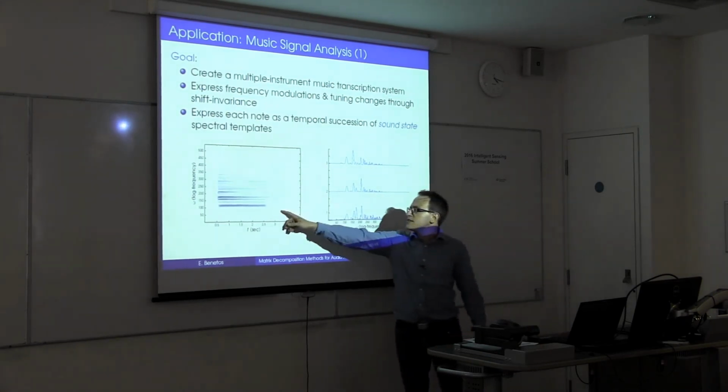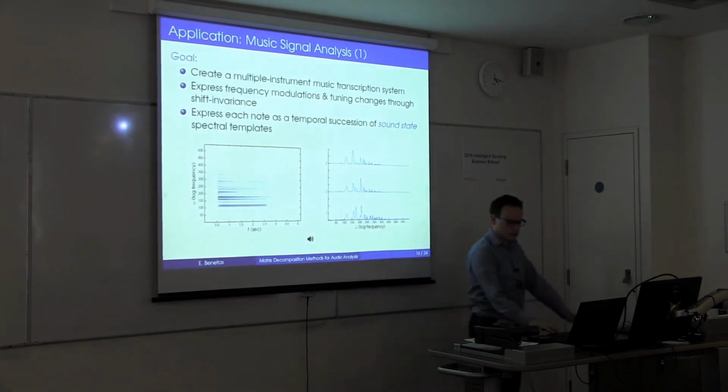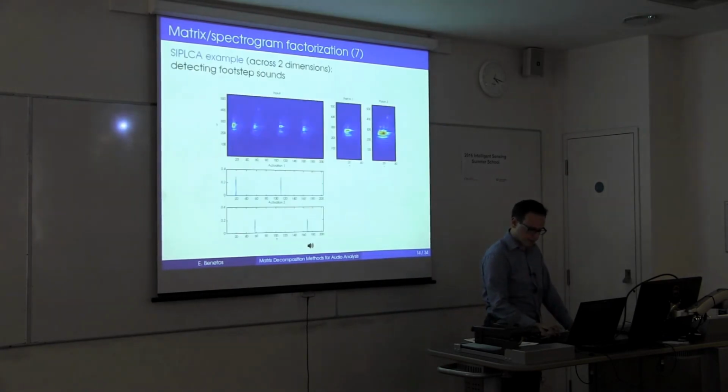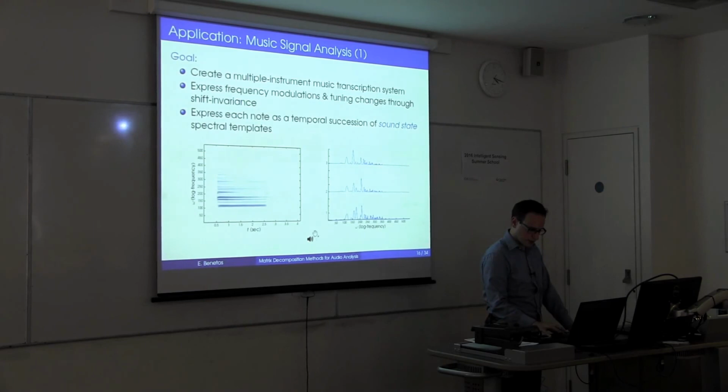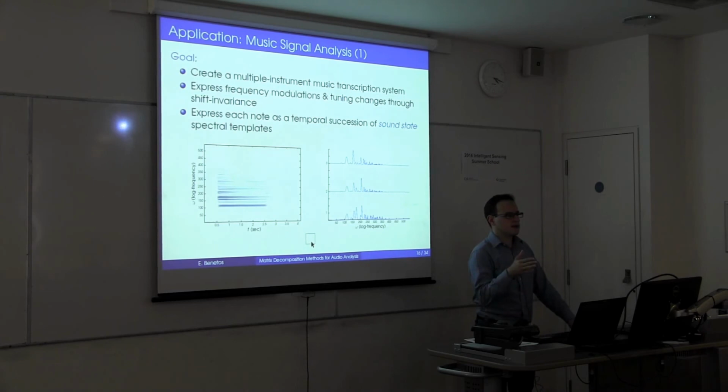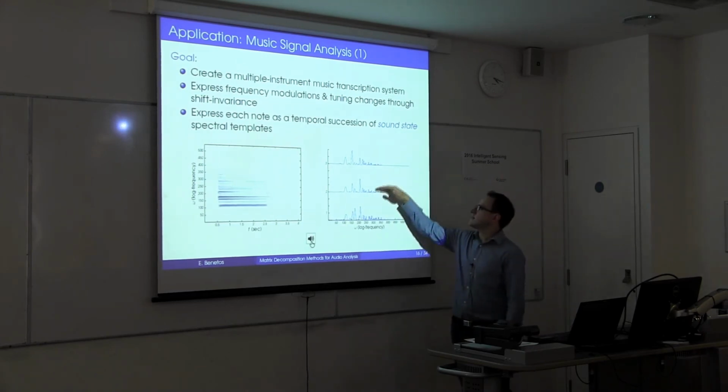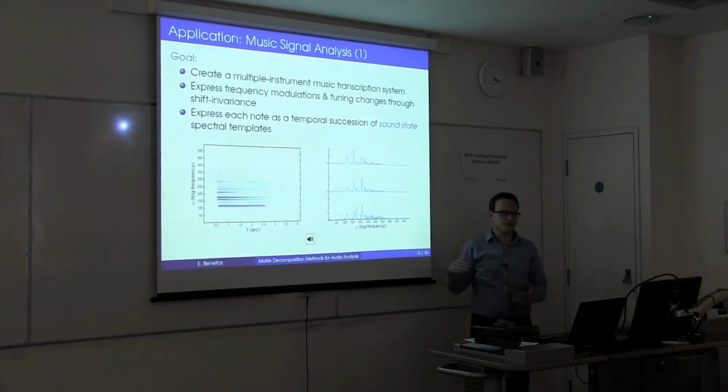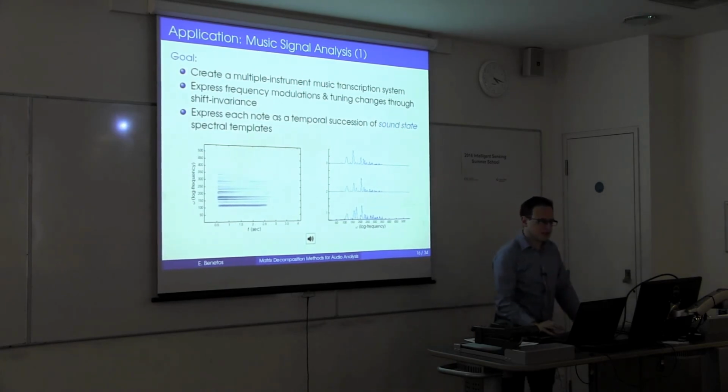So here, for example, you see a spectrogram of a piano note, which I'm going to play now. As you might hear, the note sort of changes over time. I'm going to play it again. It's not the same when it started and when it's finished. Something has changed. So this can be expressed as a temporal succession of spectral fingerprints or spectral templates. So that was one of the concepts behind this work.